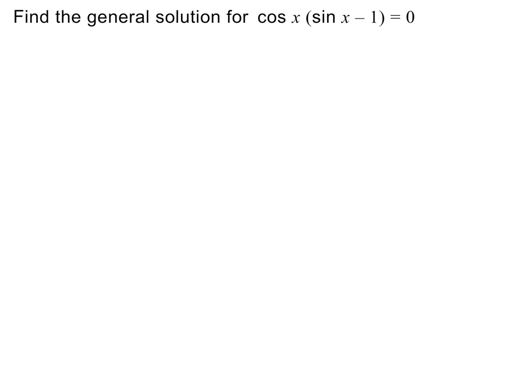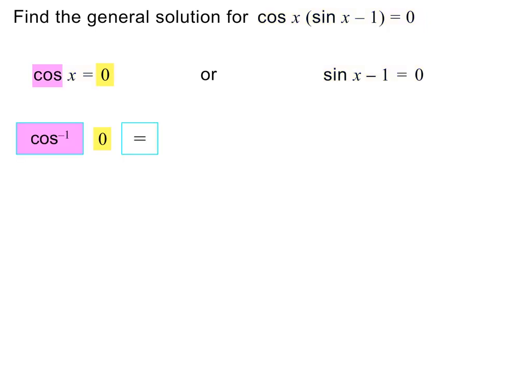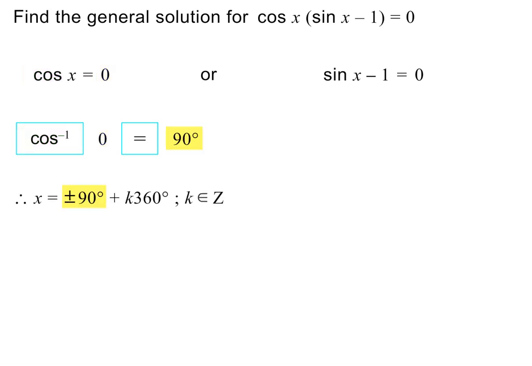Here is the next question. We are asked to find the general solution for cos x times sin x minus 1 equals 0. Because we have the product of two factors equal to 0, we can put each factor equal to 0, giving us two simple equations to solve. On the left, we can immediately do the following calculator work to get an angle for our general solution. The angle is 90 degrees, which means the general solution is plus minus 90 degrees plus k 360 degrees, where k is an element of the integers.